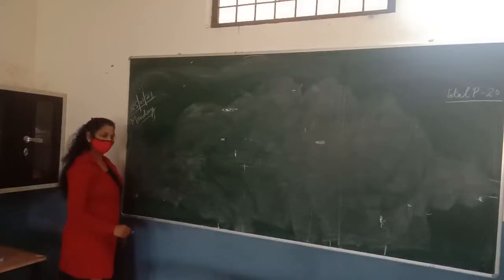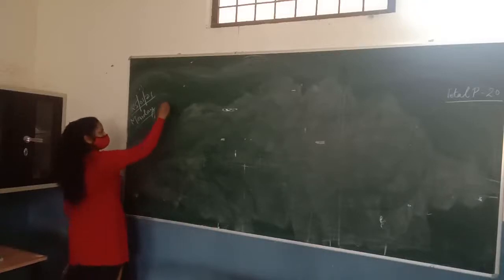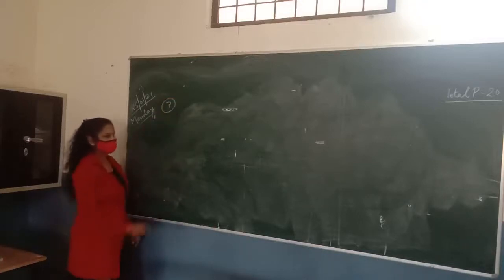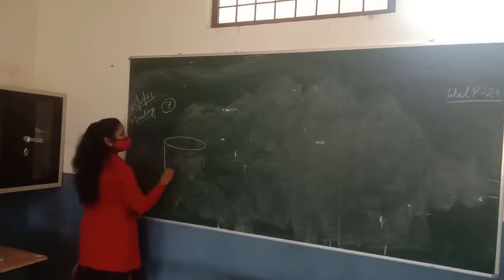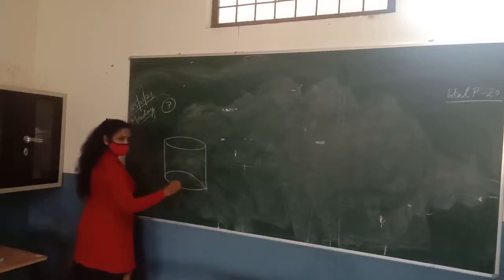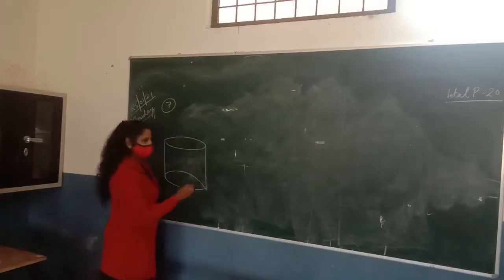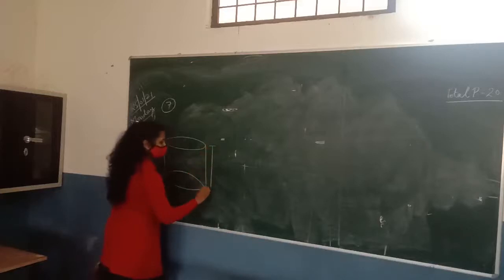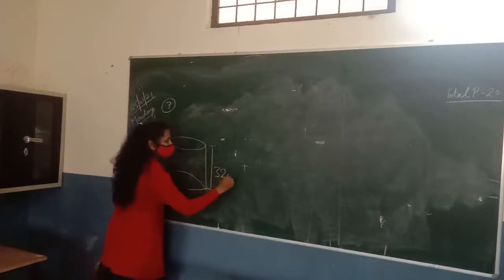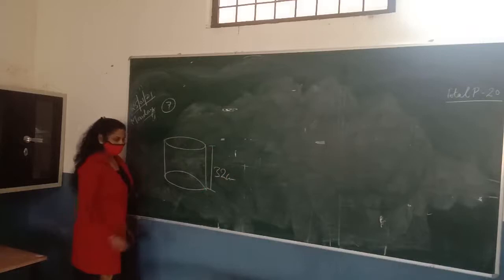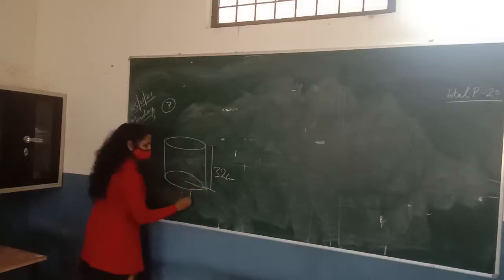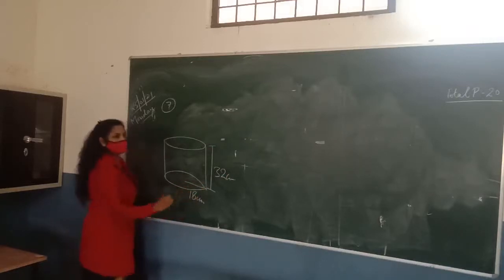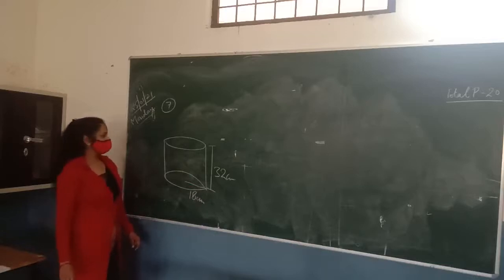Exercise 13.3, question 7. A cylindrical bucket 32 centimeters high, with a radius of base 18 centimeters, is filled with sand.